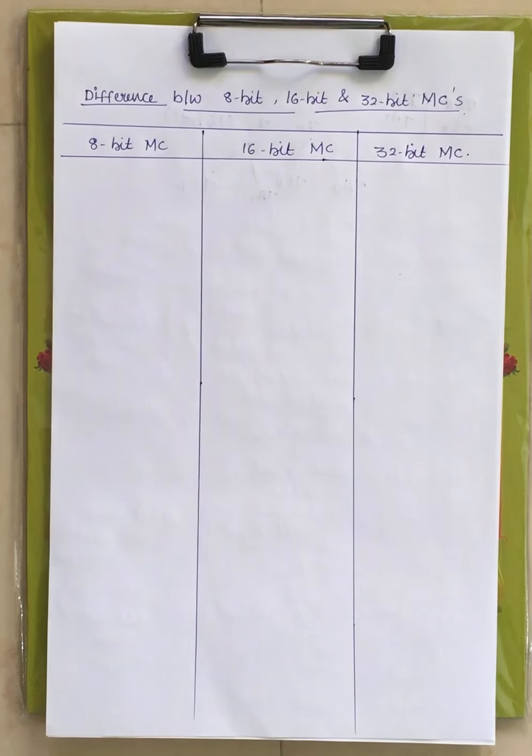In the previous lecture, we have seen the special function registers of 8051, right? We have seen the total architecture of 8051. Now this 8051 is an 8-bit microcontroller. That means it will do ALU operations of 8 bits, right?